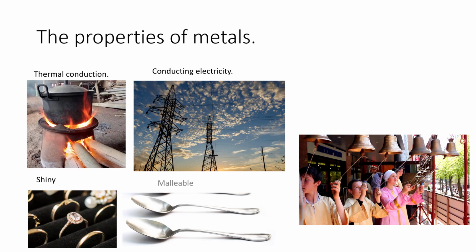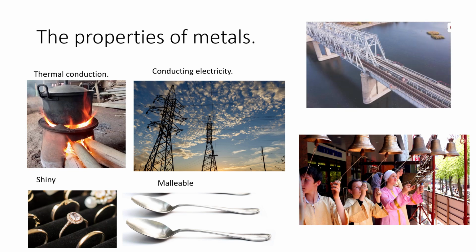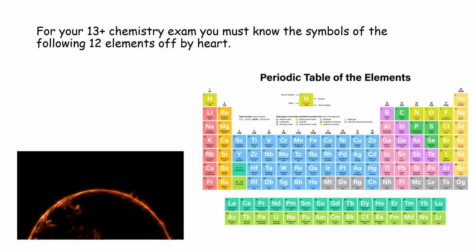Metals can also be bent or shaped into different shapes, like a spoon or a car body, and they don't snap when we bend or shape them. The word to describe this property is malleable. Metals also are strong and hard, which is why we use them for making things like bridges or buildings. And finally, that ringing sound that metals make when you smack a spoon on the table or on a glass, that is sonorous. The property is sonorous.